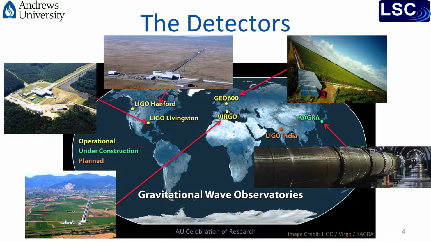So the LIGO and the Virgo detectors have been trying very hard to measure gravitational waves. They were constructed in the early 2000s and were run for a few years looking for gravitational waves, and they did not find any during that time.